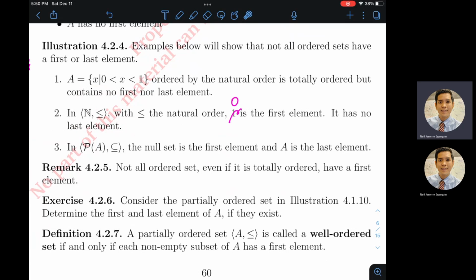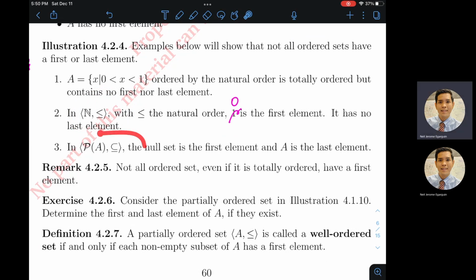Pero walang last element. Kasi pwede mo sabihin, okay, ang candidate ko para maging last element ay si 1 million. Pero 1,000,001 is another natural number which is greater than 1 million. So 1,000,001 would be my new candidate for the greatest element. But then again, there would be 1,100,000 which dominates 1,000,001. Ibig sabihin, lagi akong may nahanap na mas malaking natural number kaysa sa isang natural number. Therefore, even though we have a total order here, this will not have a last element, right?